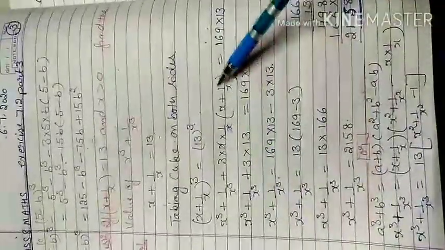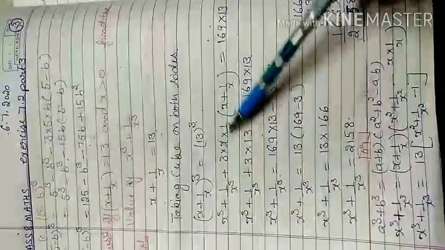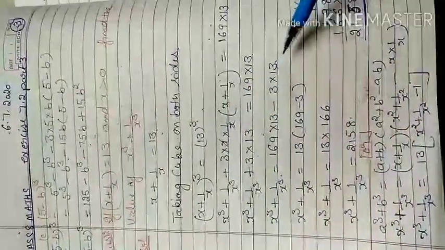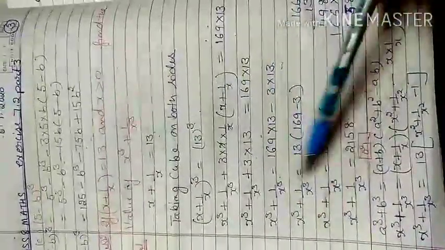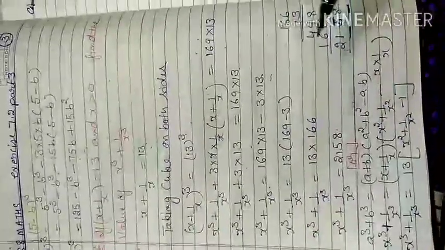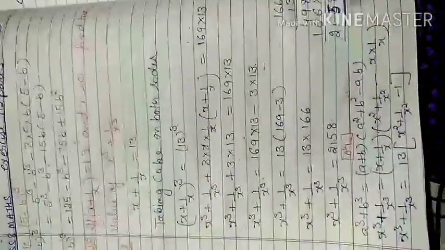So here x plus 1 by x gives me 13, x is cancelled, 3 into 13 stays as it is. That's why I take 13 as common, so that moves to the other side. x cube plus 1 by x cube is 13 into 166, which gives me 2158.